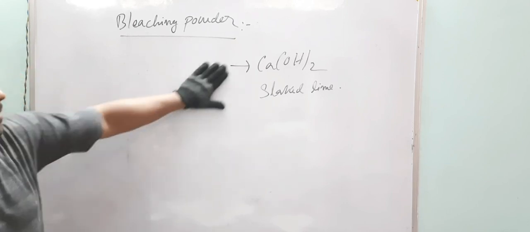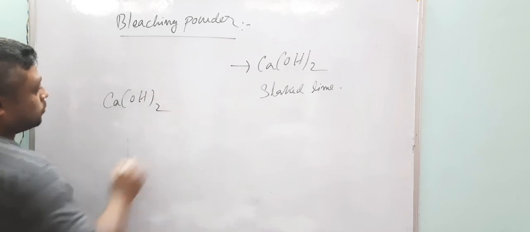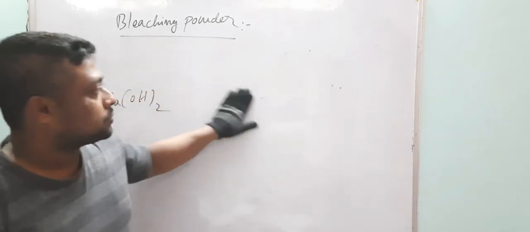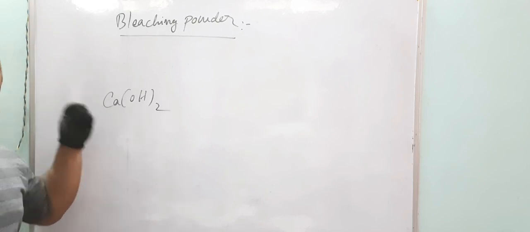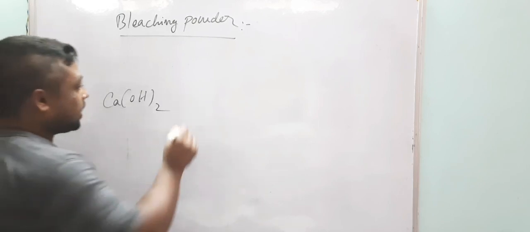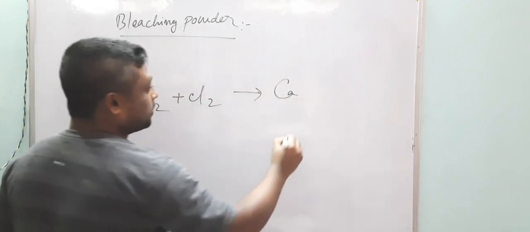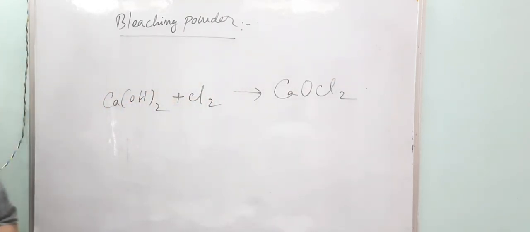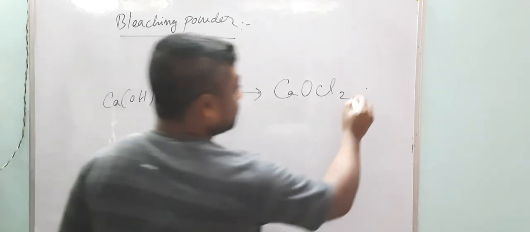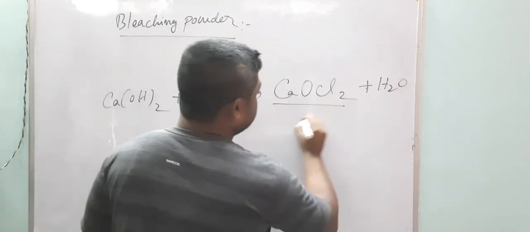We get dry slaked lime, that is Ca(OH)2. So when chlorine gas is passed over powdered dry slaked lime, it results in the formation of bleaching powder, that is calcium oxychloride, along with the formation of water. Now this is called bleaching powder.